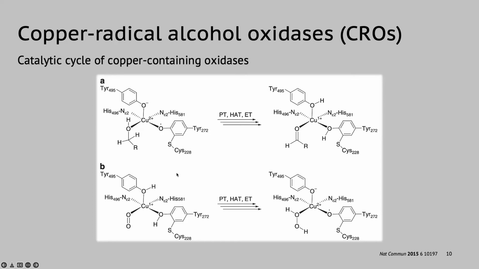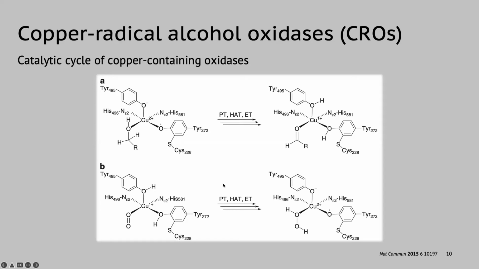So here in A, the first half reaction involves proton transfer from the oxygen 6 of galactose to the acyl tyrosine that you see here. And this is an anion. And hydrogen atom transfer also from carbon 6 of galactose to the tyrosine-cysteine radical cofactor, and electron transfer from the carbohydrate to generate then the aldehyde and copper 1+.